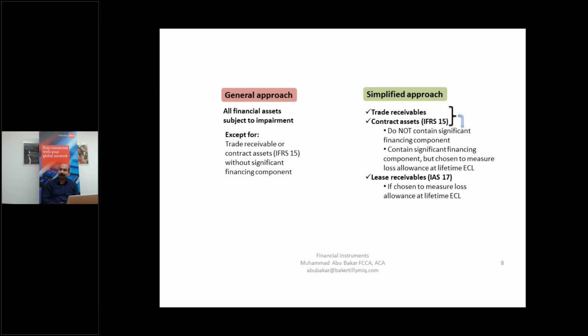But for other trade receivable, what are the other trade receivables? Those trade receivables which have significant financing component. Their entity can choose. Their entity has the option whether to go for the general approach, mean 3-stage approach, or whether they want to go for the simplified approach. And the same is the case in case of lease receivable. Entity has the option either to go for the general approach, or entity can opt for the simplified approach. Under simplified approach, entity recognize an allowance for the lifetime expected credit losses from initial recognition.